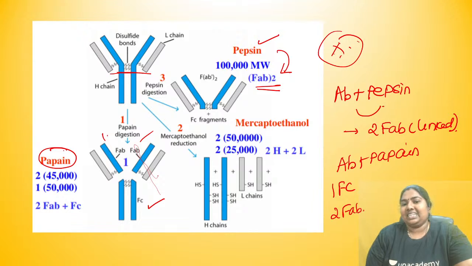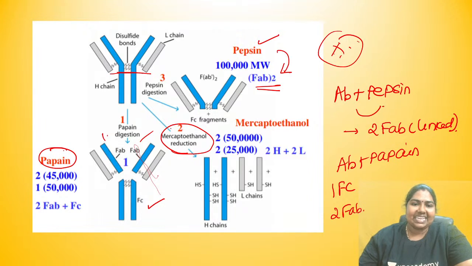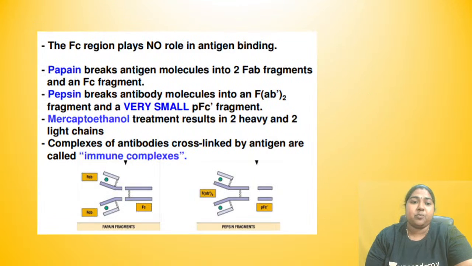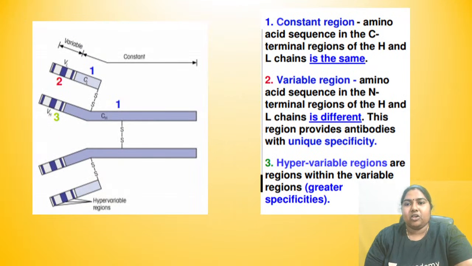If you treat them with mercaptoethanol, what will happen? Mercaptoethanol digests all the disulfide linkages, so you will get 2 heavy chains and 2 light chains. Clear, everybody? And the fragment molecular weight is also clear to you all, right? So no doubts on this concept. Very important concept.